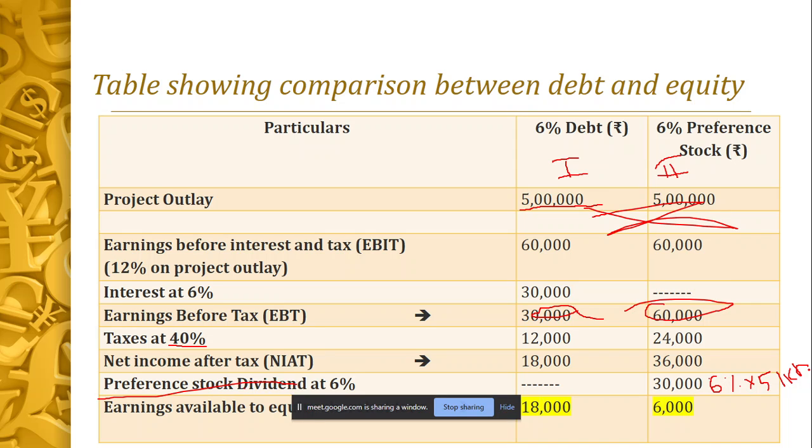Now see what is remaining in the hands of the organization to give to its investors. When they had used debt, they would have 18,000, and when they have preference stock, they have 6,000. So definitely people will go in for debt.